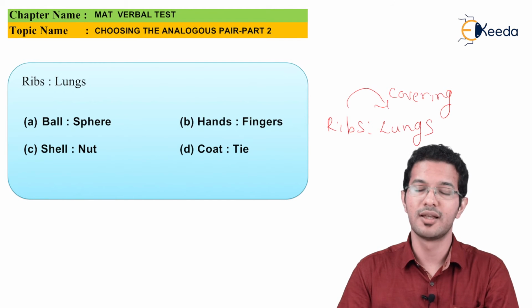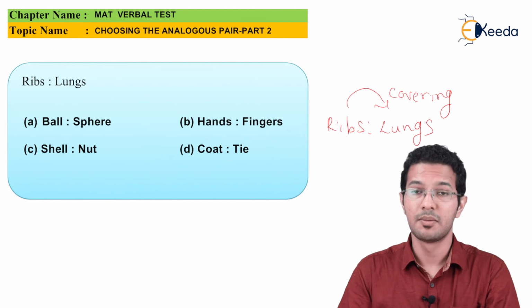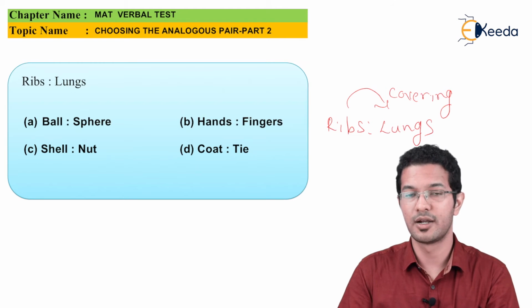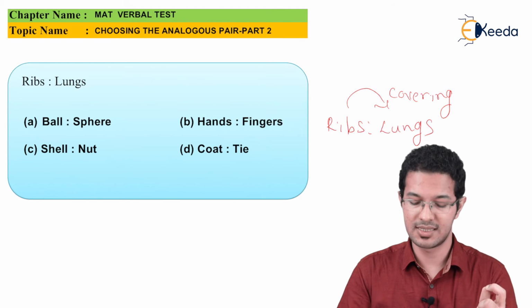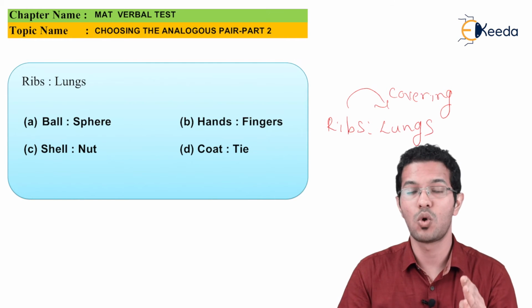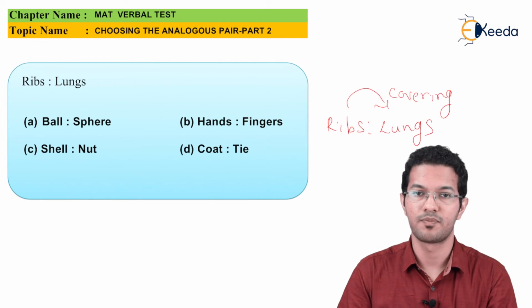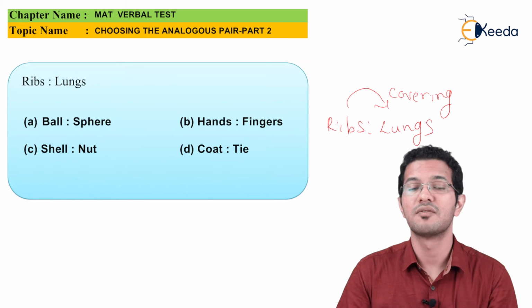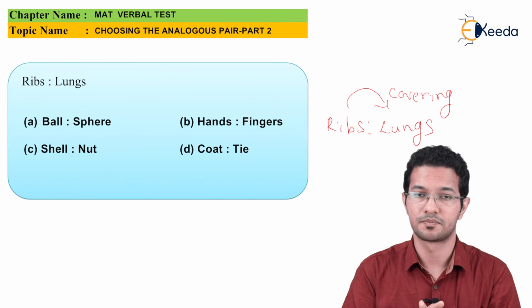Option A is ball is related to sphere. B is hands is related to fingers. Option C is shell is related to nut. Whereas option D is coat is related to tie. In this relation, we are talking about the covering.